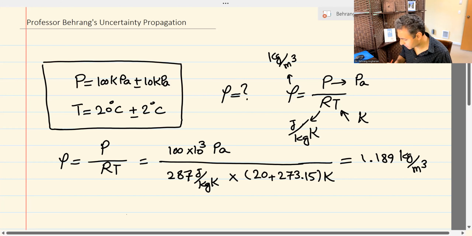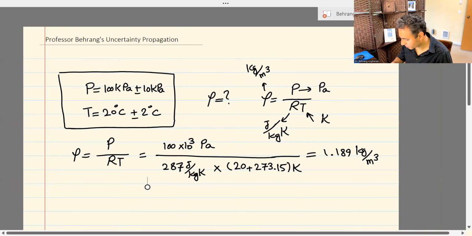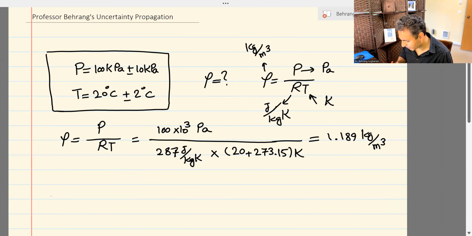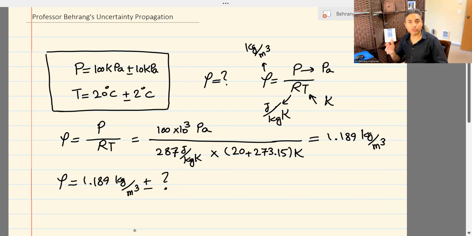Again, the question is, if I want to report this value, what would be the value of density? Density seems to be 1.189 kilograms per meter cubed plus minus what? The original values that I measured had uncertainty. So what would be the uncertainty of density using those values that were not exact, that were not that accurate?